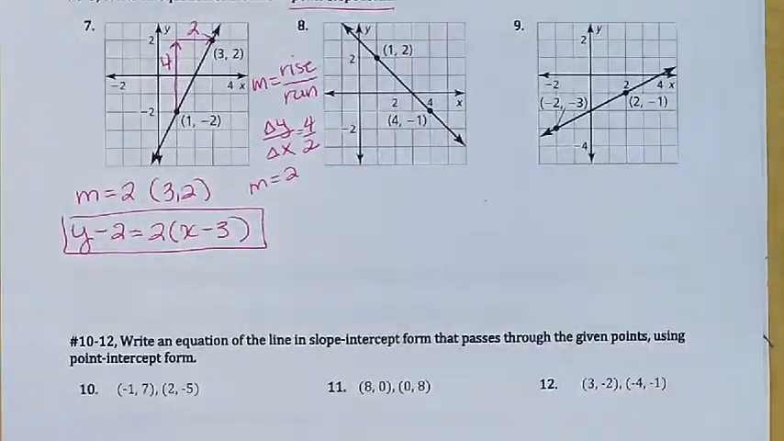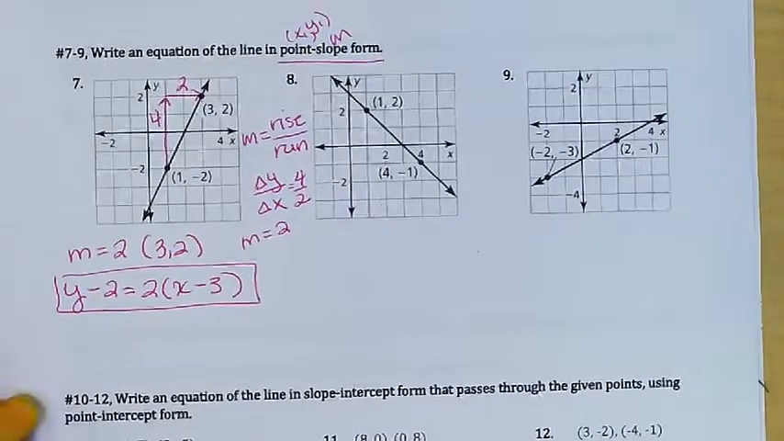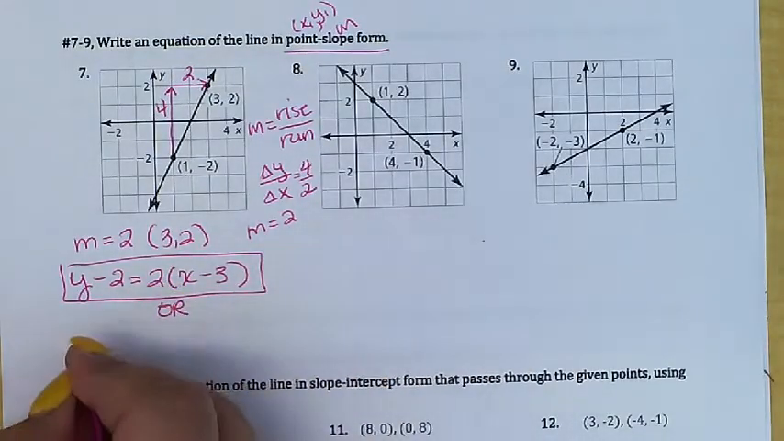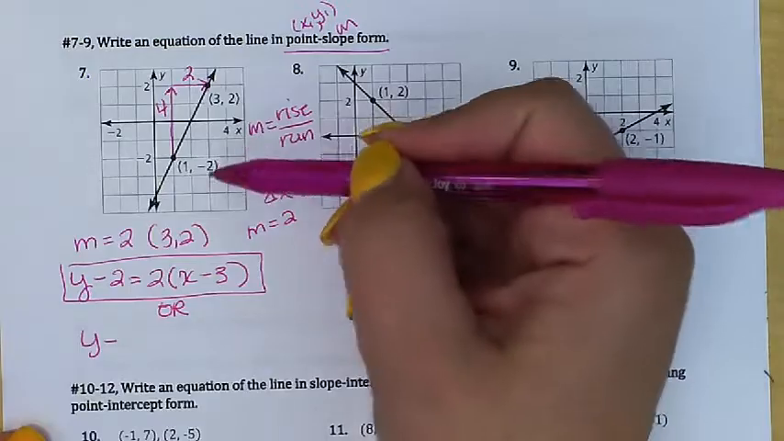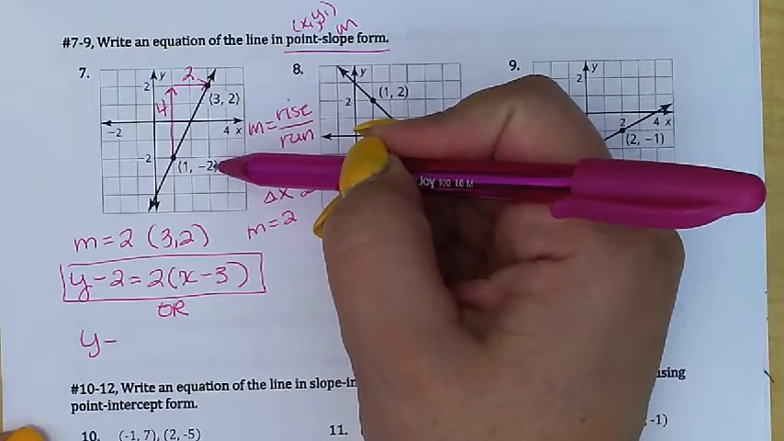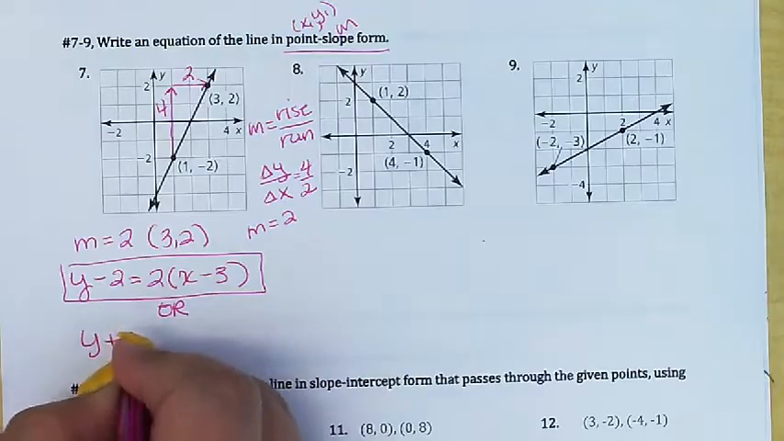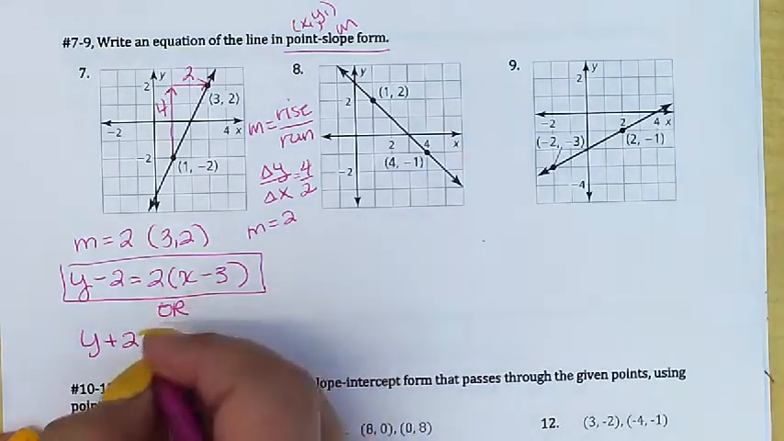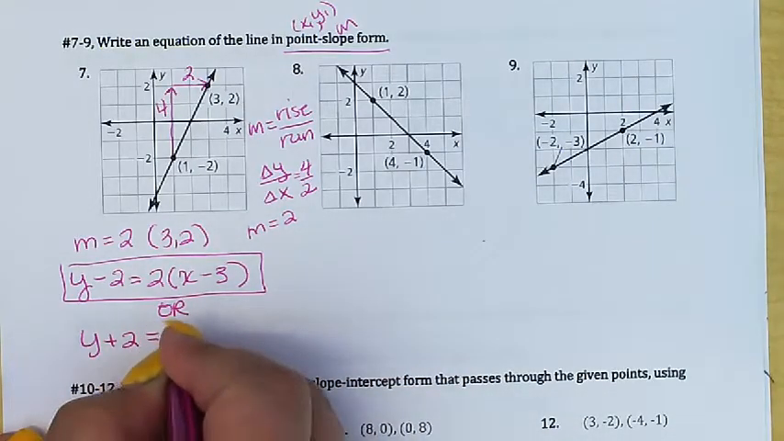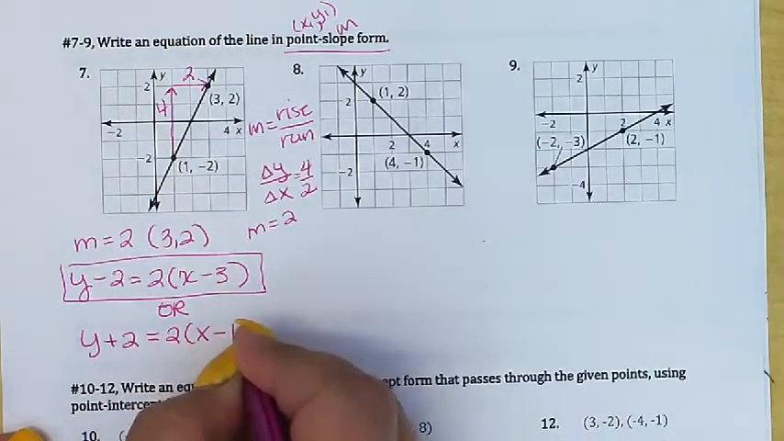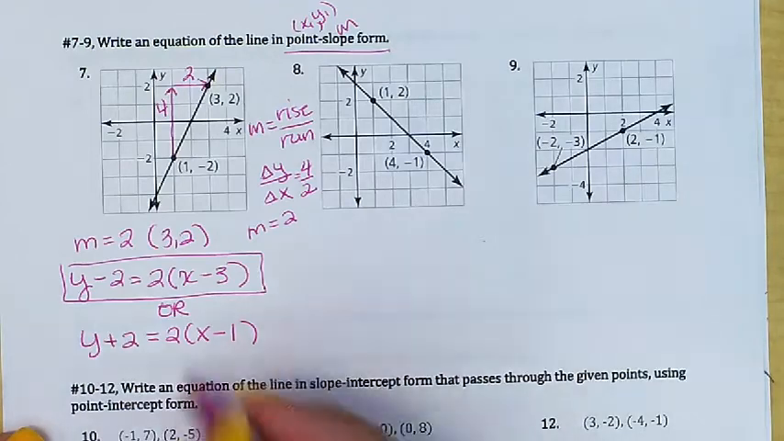But I could also just as easily have picked the other point, and it would still be right. Okay, so the other option here might be to write y minus, and then plugged that y value, if I'm using this other point here, that would be +2 because the double negative cancels, equals the slope, parentheses, x minus the x coordinate. And this would be equally correct, right?